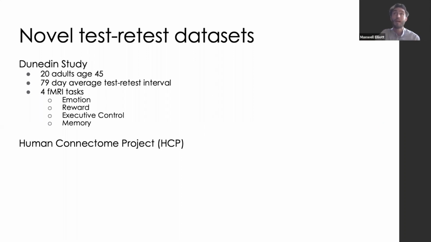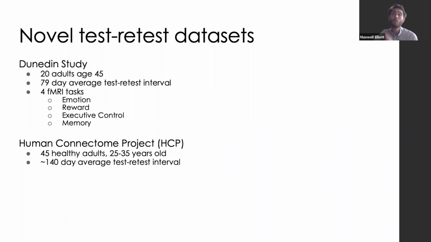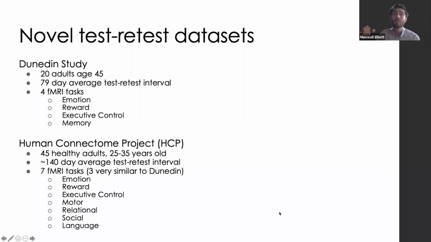And because this was our study, we wanted to also test open access data sets that we had access to. So here we looked at the Human Connectome Project. This project represents state-of-the-art scanning technology, and is really a gold standard for a lot of the field. Here, there's 45 healthy adults, aged 25 to 35 years old, who were scanned twice, and on average, there was 140 days between test-retests. Here, there were 7 fMRI tasks, and importantly, 3 of these were very similar to Dunedin. So we're able to test the replicability of our reliability estimates.